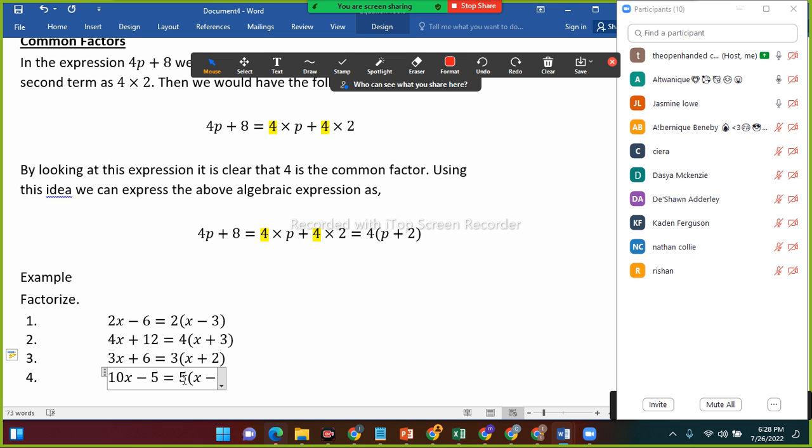Jasmine, help out. Is it 5? You already have the 5 out. Jasmine, you want to help her? Or Jasmine, you don't know? 10? No. Okay. Deja, help us out. I think she needs to put 2 in for an x. Yeah, that's correct. And then minus it by what? 1. By 1. Very good.